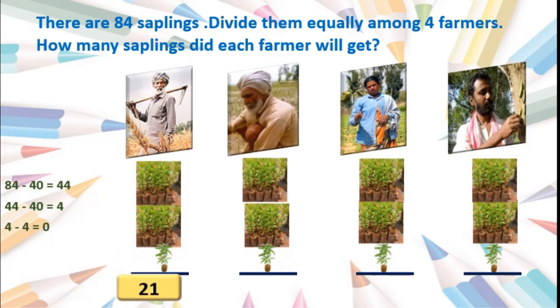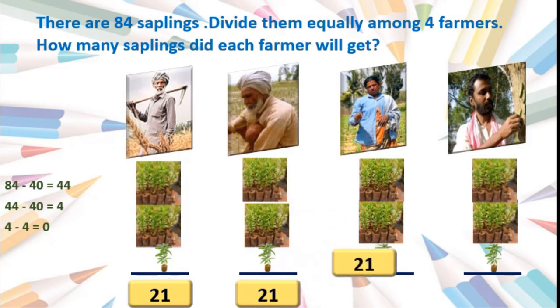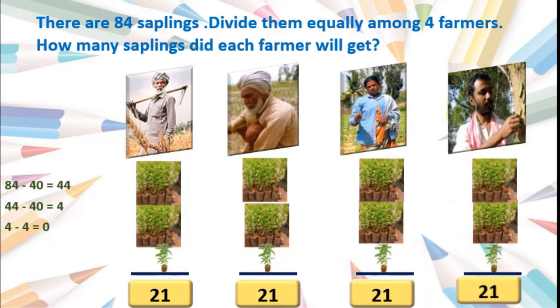Now they counted their saplings. First farmer got 21 saplings, means 10 plus 10 plus 1, 21, isn't it? Second also got 21. Third farmer also got 21 saplings. And fourth also got 21 saplings. But the fourth farmer said it is too time consuming. So we will go for another method. Then the rest all said, okay, tell us your method.